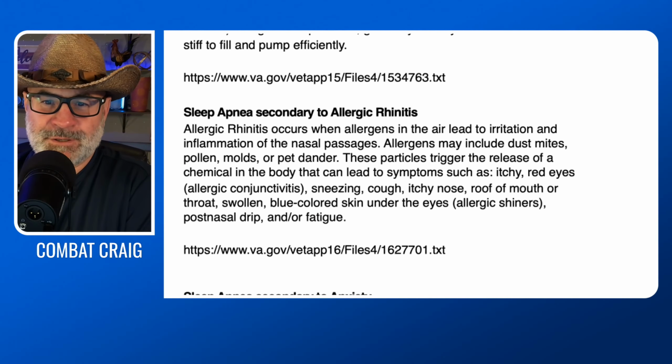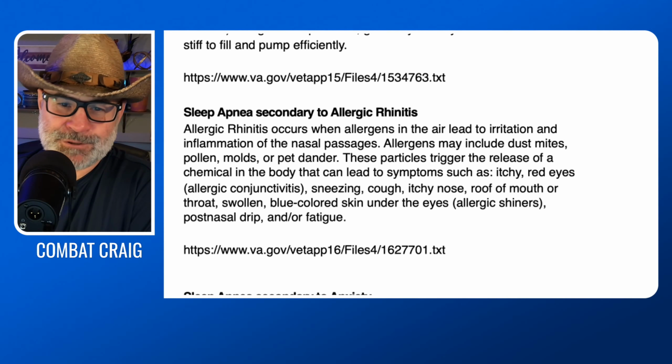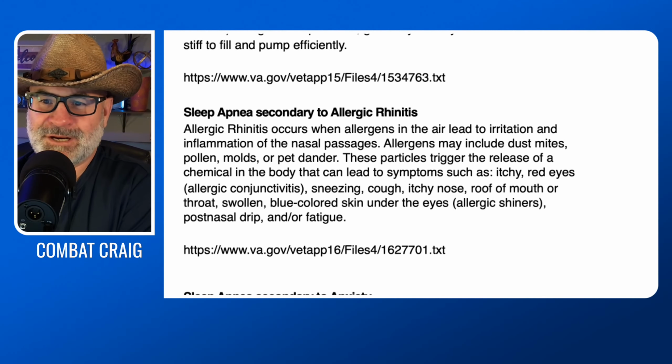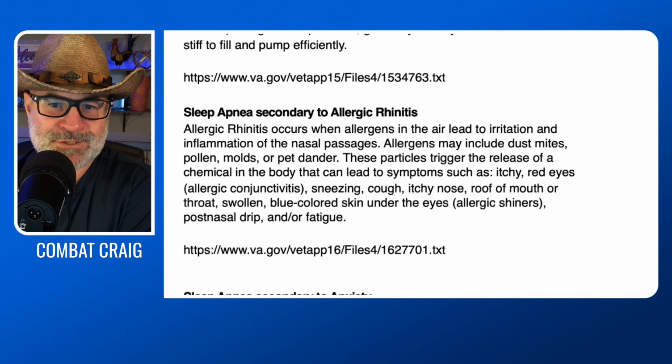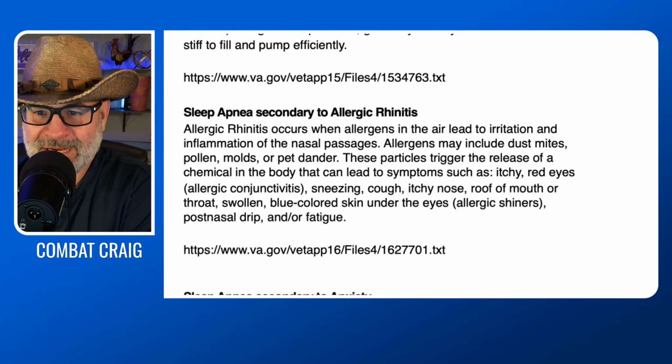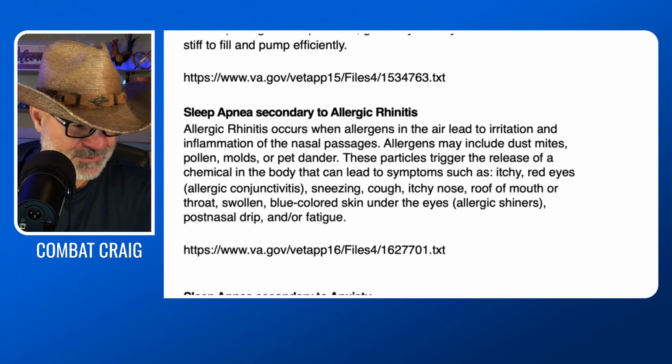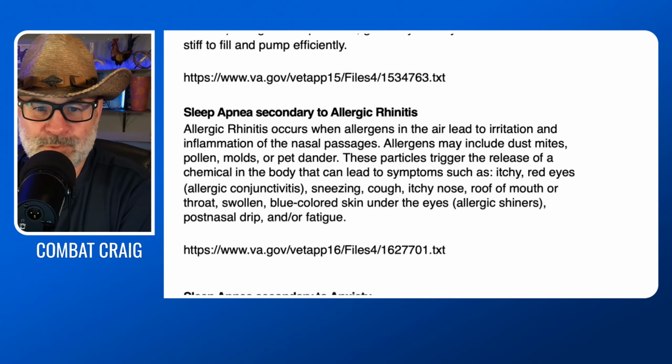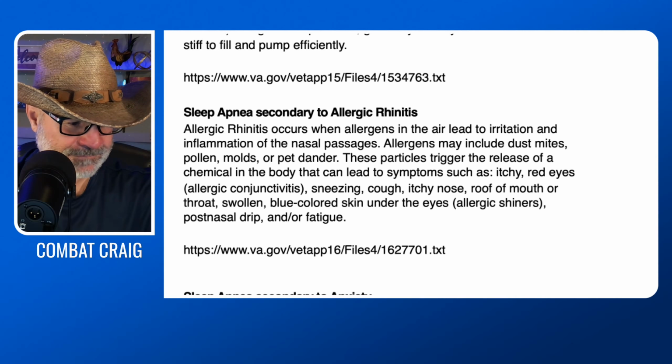Sleep apnea secondary to allergic rhinitis. Allergic rhinitis occurs when allergens in the air lead to irritation and inflammation of the nasal passages. Allergens may include dust mites, pollens, molds, or pet dander.